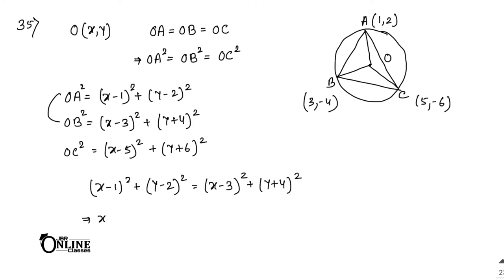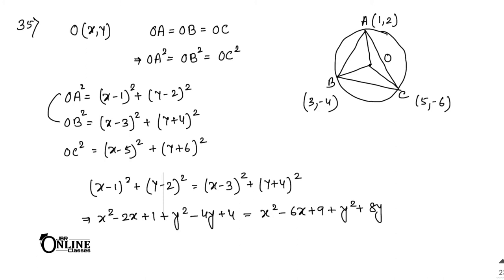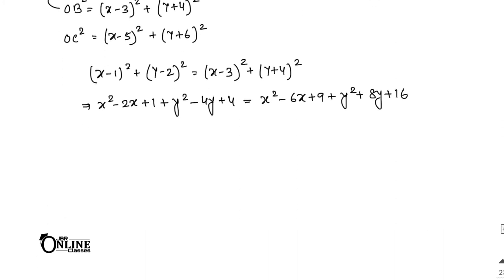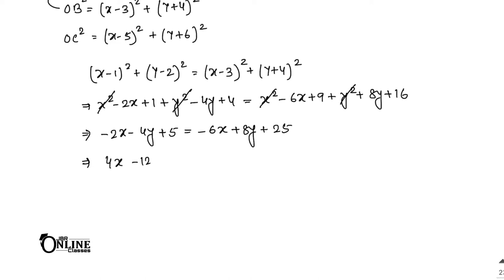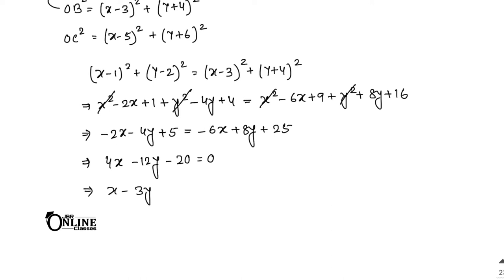Okay, so that means x square minus 2x plus 1, y square minus 4y plus 4, equals x square minus 6x plus 9, y square plus 8y plus 16. So x square cancels out, y square cancels out. That means minus 2x minus 4y plus 5 equals minus 6x plus 8y plus 25. So this will be minus 2x plus 6x, which is 4x, then 12y, and then minus 20, equal to 0. Now if you divide by 4, x minus 3y minus 5 equals 0. That is equation number 1.